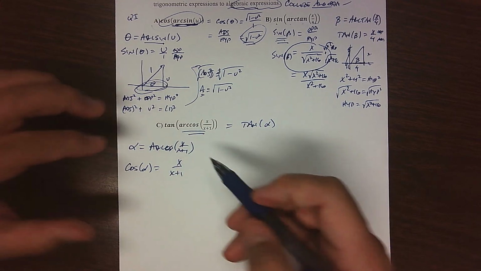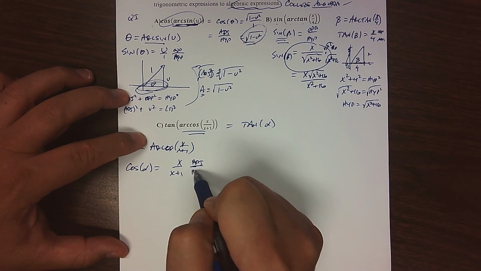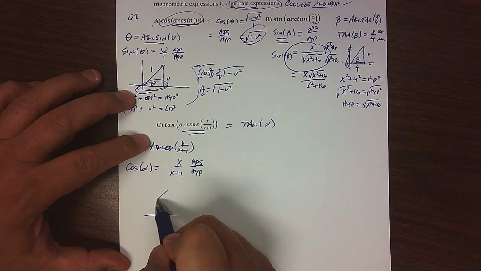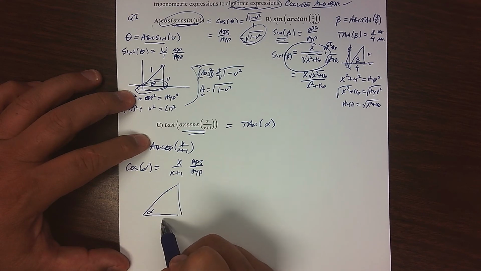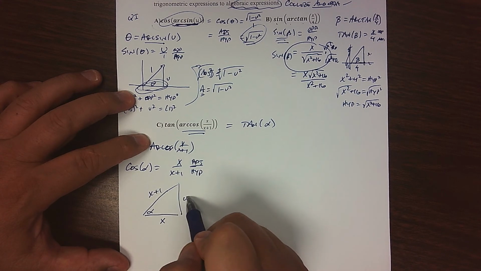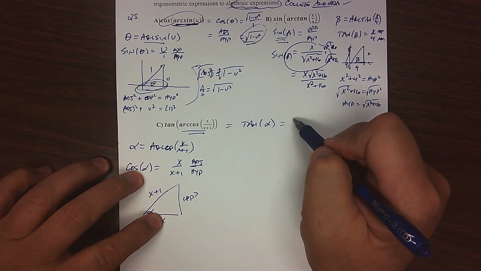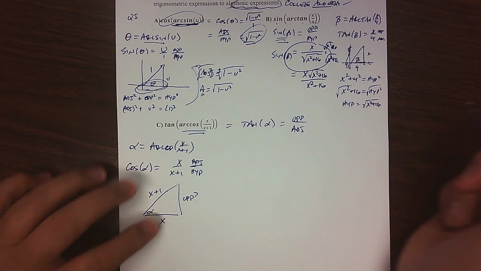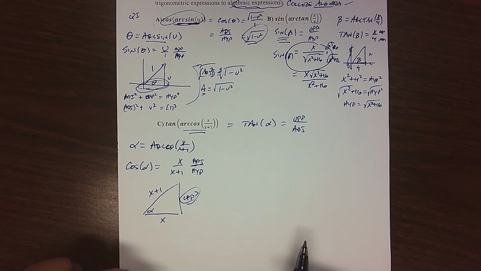So in terms of right triangles, this is the adjacent over the hypotenuse. So if I drew a right triangle in this situation, if this is my alpha, the adjacent side is x, the hypotenuse is x plus 1, and what we don't know is the opposite. And that's important because we know that the tangent is the opposite over the adjacent. So we definitely need that opposite side there to finish this problem off.